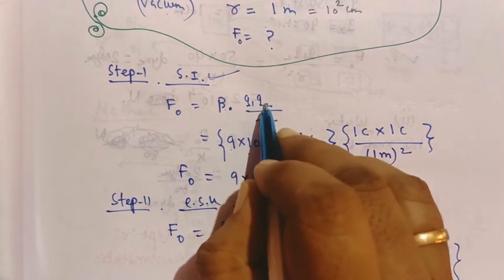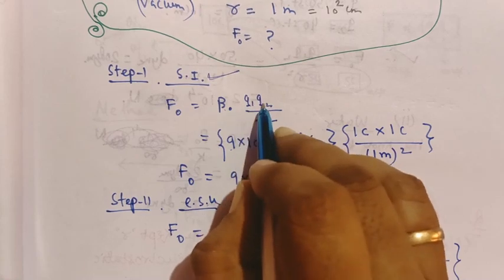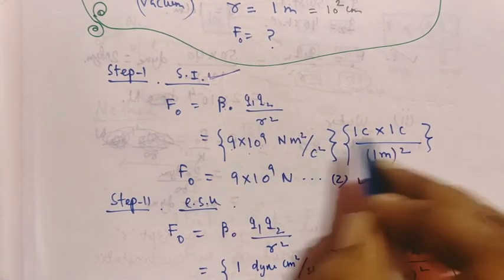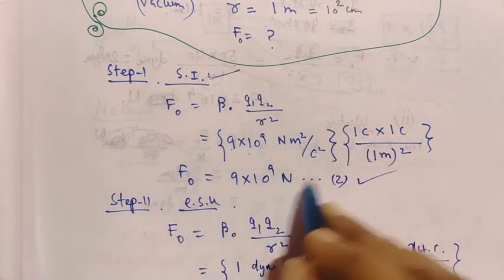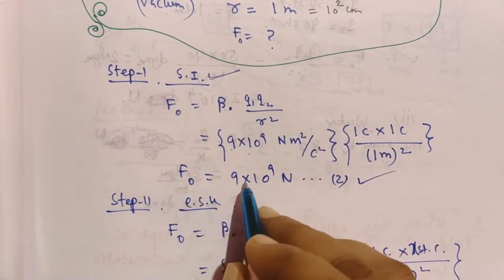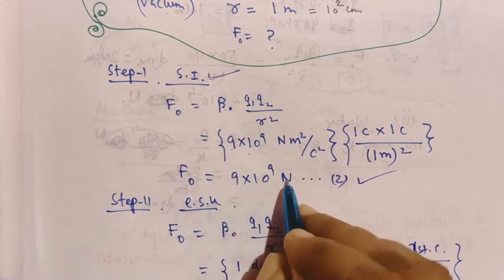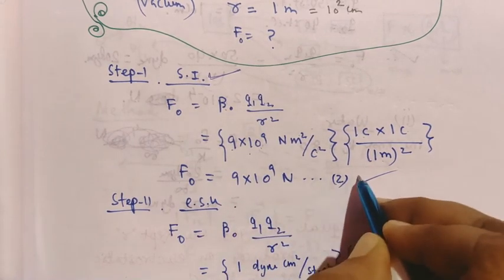Q1 and Q2 we are taking as 1 coulomb and 1 coulomb. So it is 1 coulomb into 1 coulomb. R we have taken 1 meter. That is written 1 meter. All calculation gives you F naught is equal to 9 into 10 to the power 9 Newton. This is equation 2, keep it in your note.